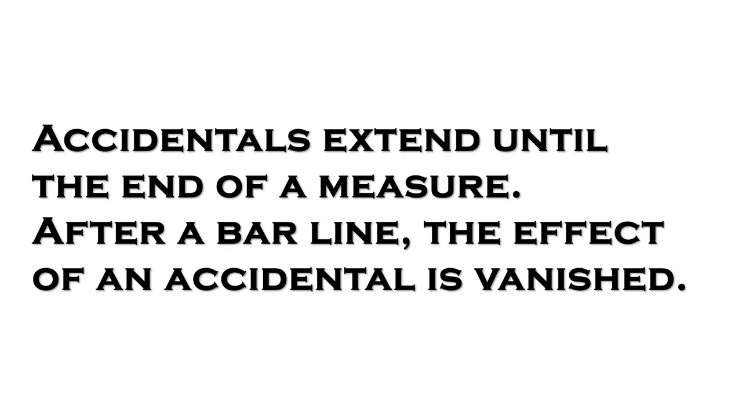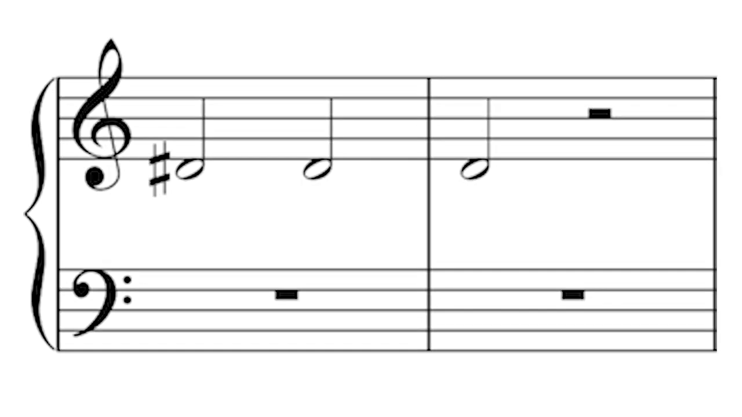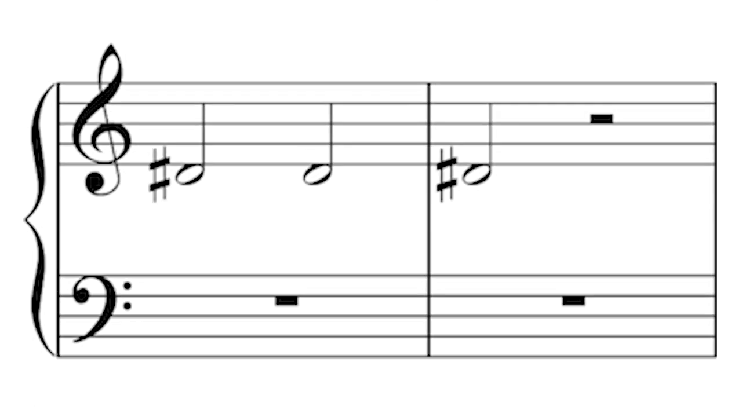Accidentals extend until the end of a measure. After a bar line, the effect of an accidental is vanished. Let's say you had D sharp. All the D's in this measure will be raised a half step. After a bar line, D sharp is cancelled by default. If you want to keep D sharp, you have to specify it again in a new measure.